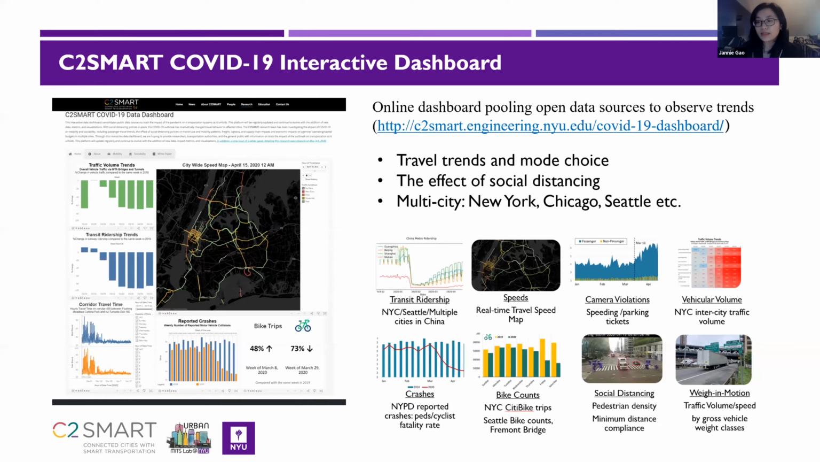For some of you who attended our webinar last month, you probably already know that C2SMART Center has developed a highly interactive data dashboard for COVID-19 that pools multiple open data sources to observe travel trends and mode choice, as well as the effect of social distancing. This data dashboard combines information from transit ridership, speed, Citi Bike information, record-based information like parking tickets or speeding tickets. We also have weigh-in-motion station information that gives us some indication about freight traffic, and also social distancing information that we grab from the traffic cameras.